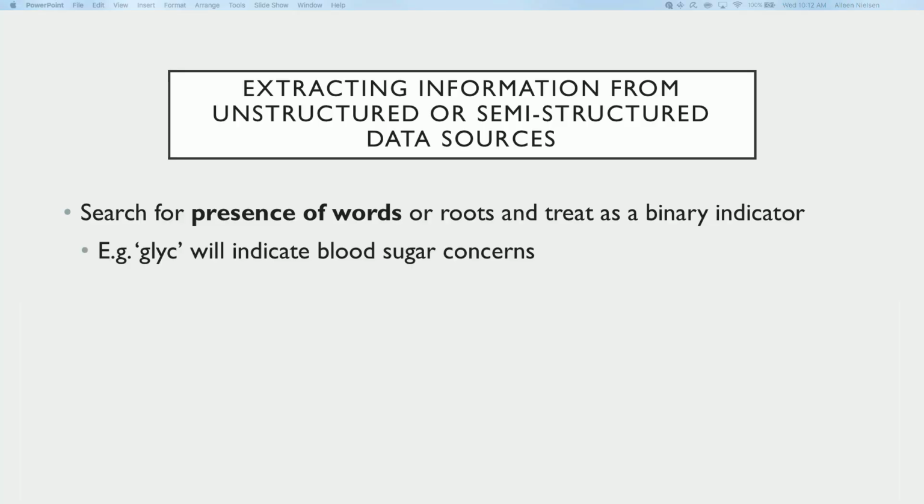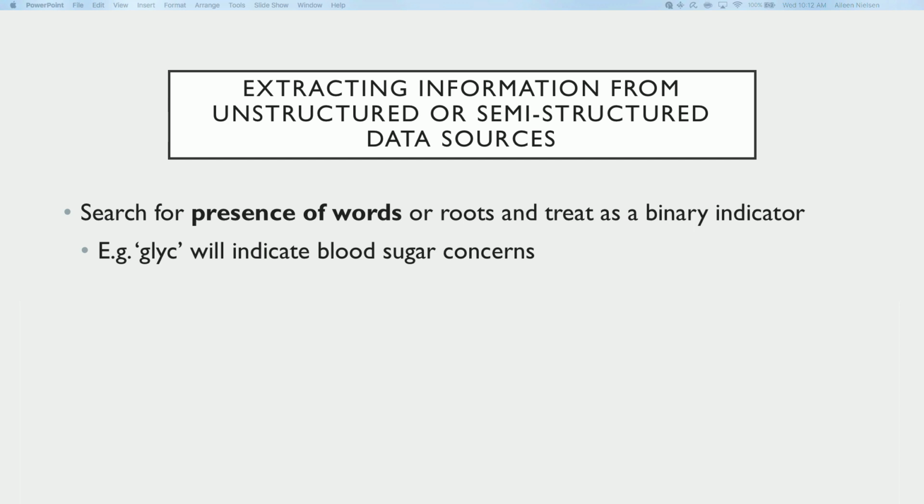So you get free-form text, typed, hopefully. If it's handwritten, you have OCR that you need to work on, and that's beyond the scope of this presentation. But let's say you have typed notes either from a doctor or from a user of your app. First, you can do easy things like search for the presence of words, because there are certain words that are just really revealing, or roots of words.